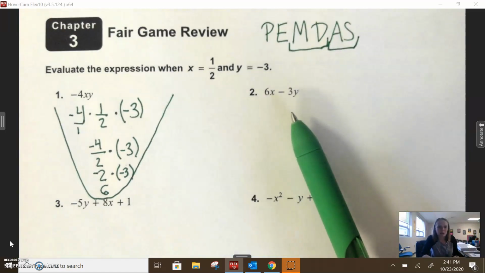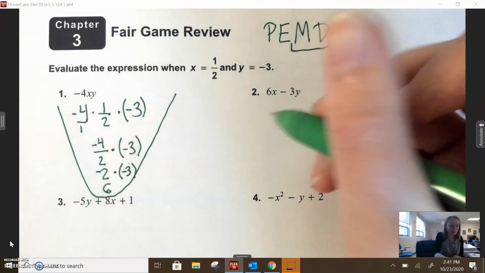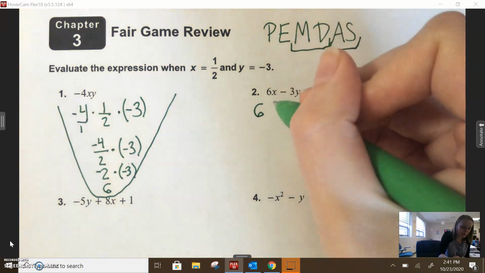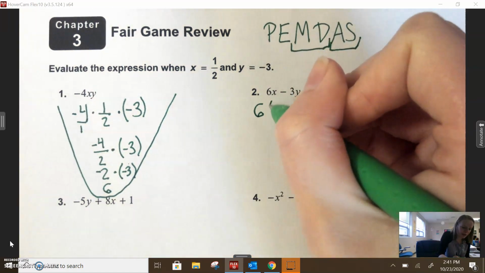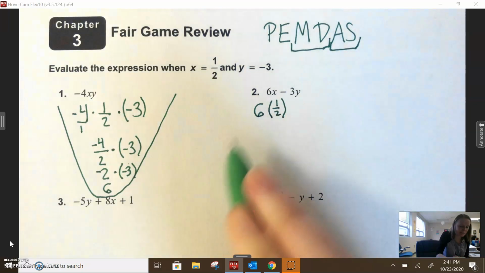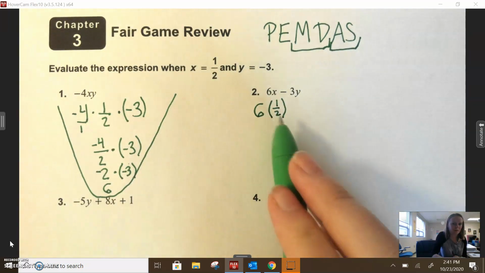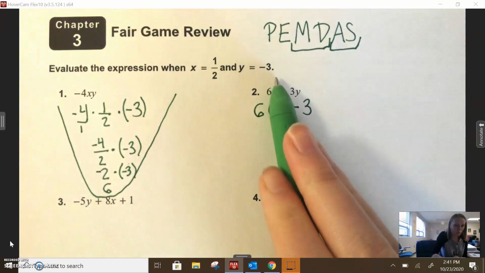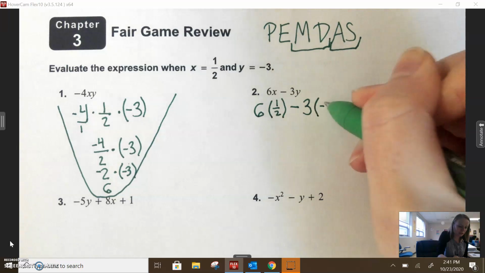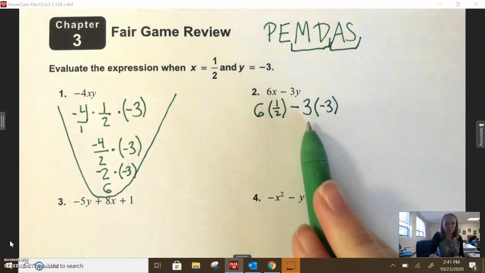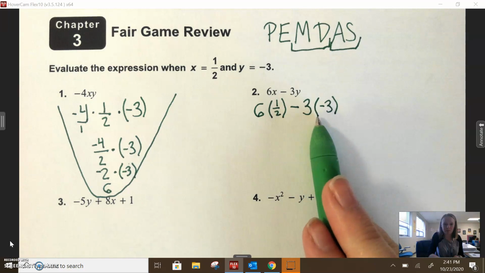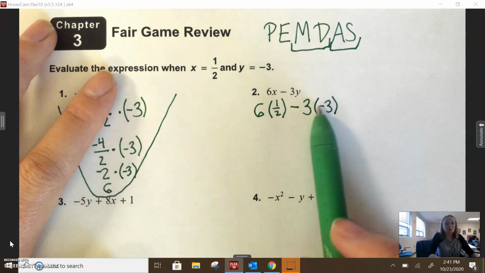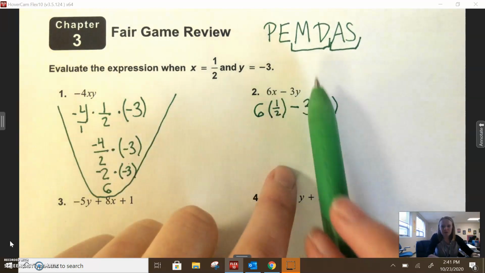All right, so then number 2 here, we had 6x minus 3y. I'm going to take the 6x, I'm replacing x with the 1/2. Remember, this means multiply if they're right next to each other. So this isn't 6 and 1/2. It's not a mixed number, it's multiplication. Then I have minus a 3. The y is -3 here, so that's going to be multiplied here as well. Remember, a number next to a parentheses means multiply, so this means multiply, not subtract here. So if we're following the order of operations, parentheses comes first.